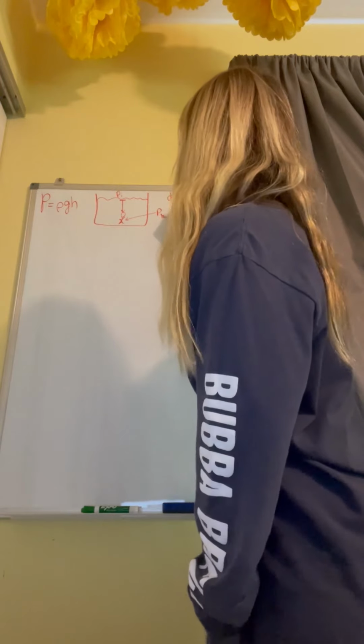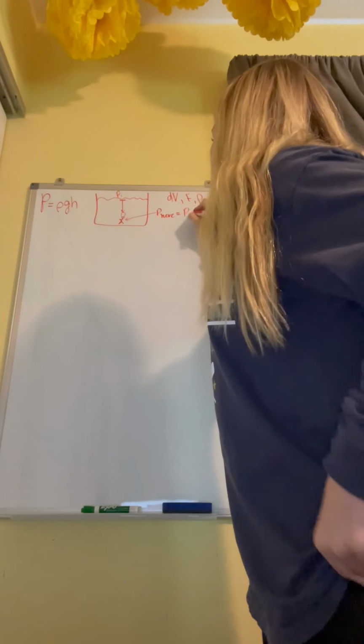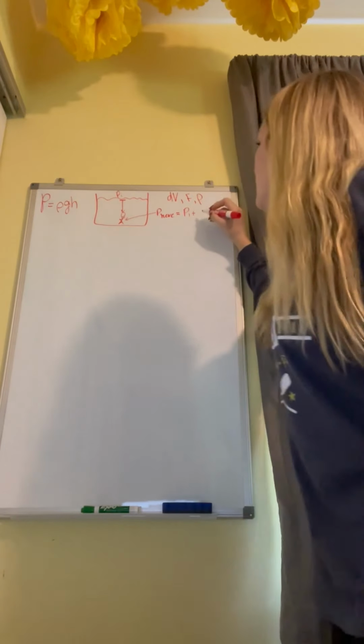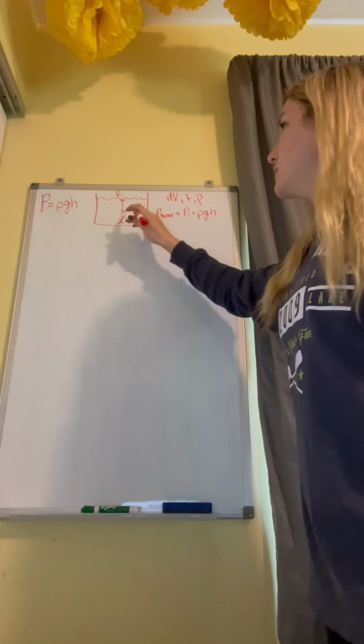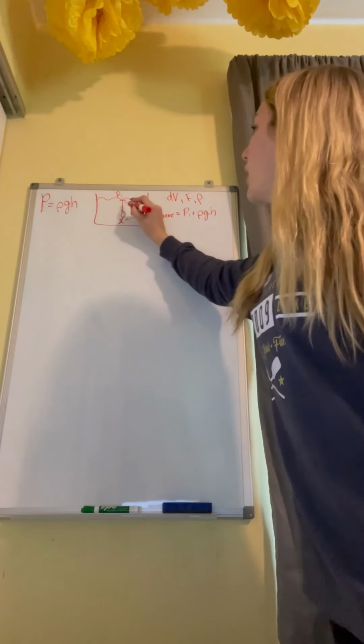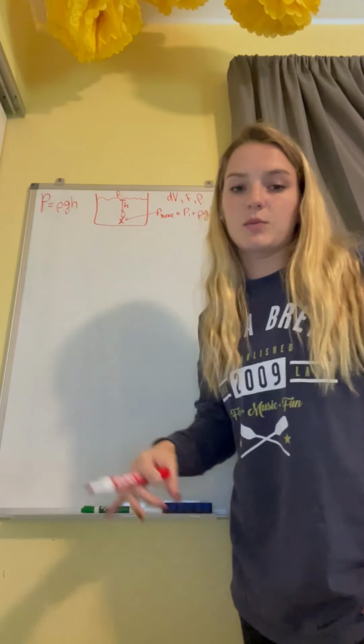So the pressure in here would be equal to pressure initial plus rho GH. So our density would be the density of water. Our height is right there, and then the gravity force would still be the same.